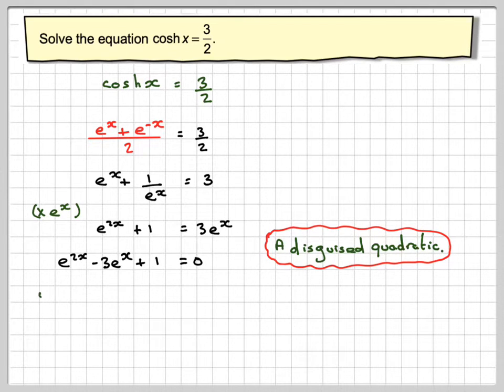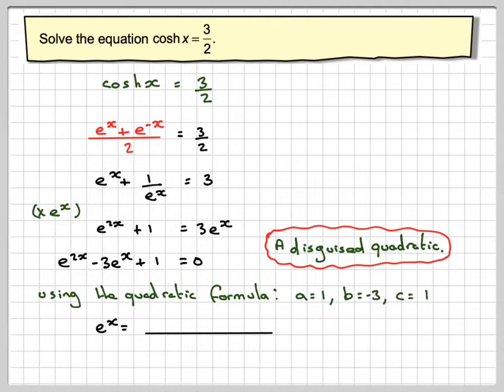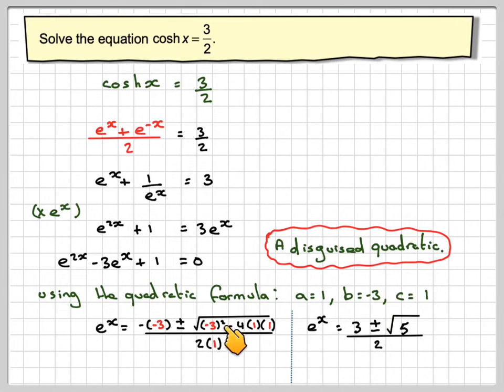So we use the quadratic formula. e^x will be equal to, well, a is 1, b is minus 3, c is 1 in this. So we're going to get minus minus 3 plus or minus the square root of minus 3 squared minus 4 times 1 times 1, over 2 times 1. So it's going to give 3 plus or minus, this will be 9 minus 4, so it'll be root 5, over 2.